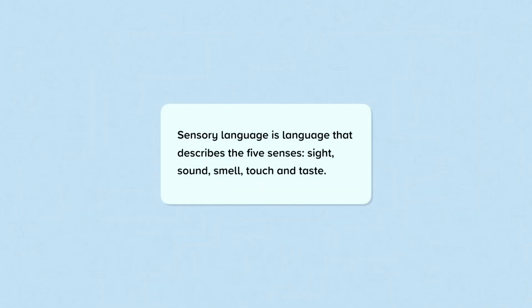Remember, sensory language is language that describes the 5 senses: sight, sound, smell, touch, and taste. Using sensory language helps create a vivid image for the reader, but you don't need to describe all 5 senses in every piece of descriptive writing.